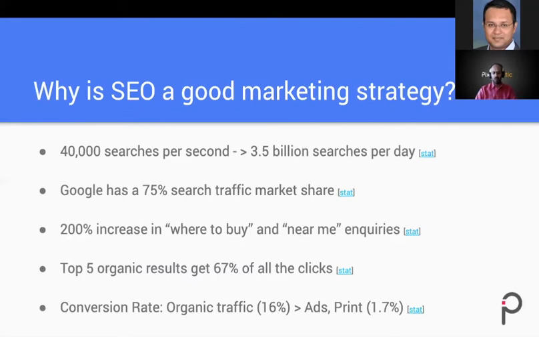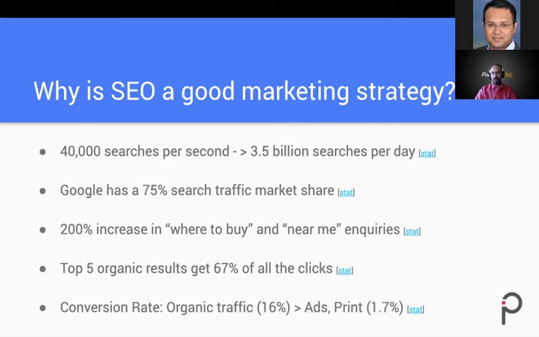So before we get into how we can get started with SEO, a quick look at why this is such a good marketing strategy. At any given point, there are about 40,000 people searching per second, which translates to about 3.5 billion searches in a day. And there's a good chunk of them that are your potential audience. Of course, we are talking about Google today, and Google happens to be numero uno when it comes to search. They have a 75% market share. Bing and the others, I think, are in single digits.